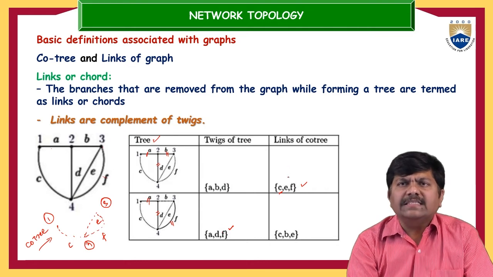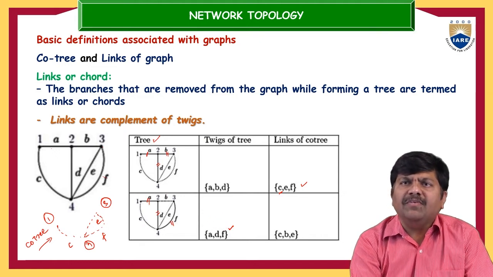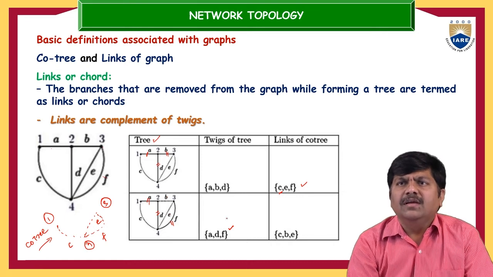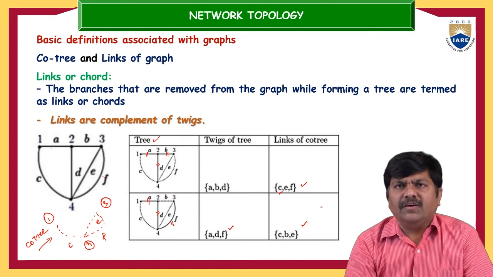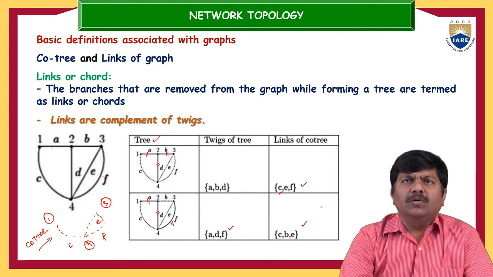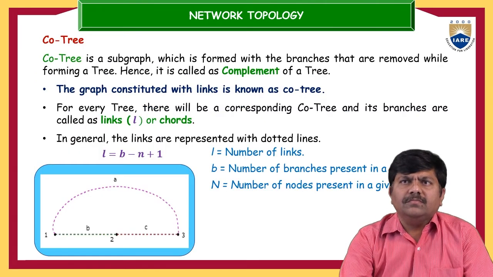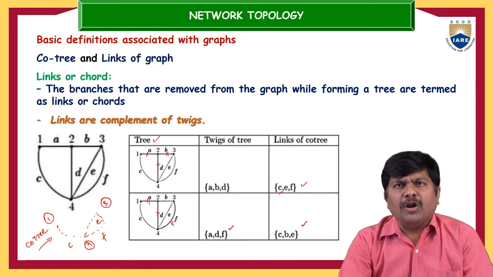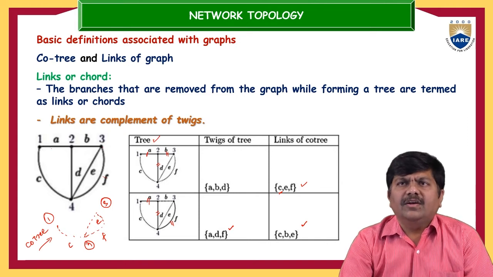And what are the links of the co-tree? What are the elements of the co-tree? What are the elements we have removed in order to form this tree? C we have eliminated, B we have eliminated, E we have eliminated. So C, B, E is the set of links or chords. So these are the ways of marking links and twigs. This is the procedure to develop the trees and the co-trees.